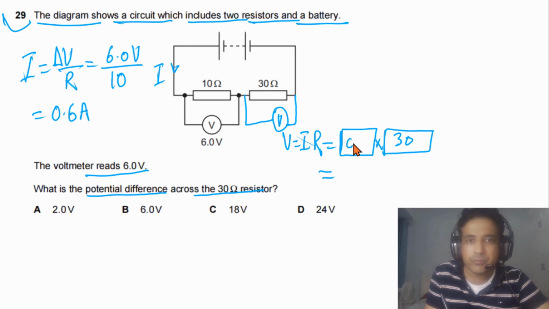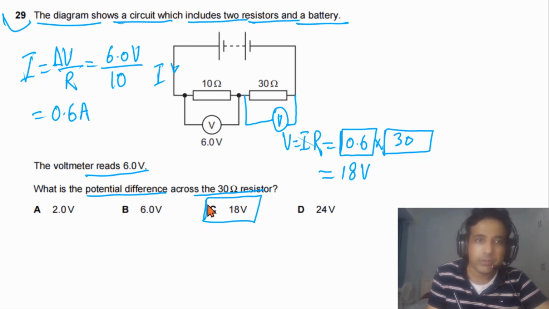Now simply we need to plug in here 0.6, and if we solve this one, our answer will be equal to 18 volts. So the answer for this question is C.